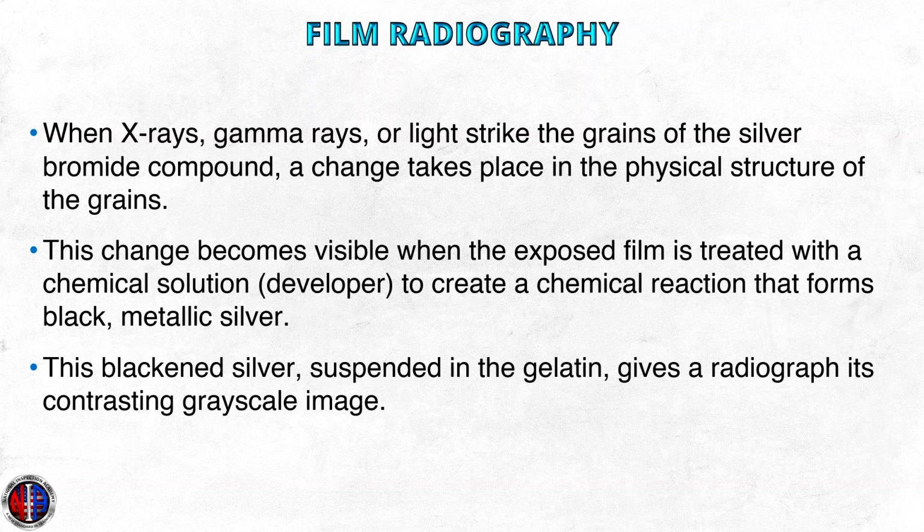When X-rays, gamma rays, or light strike the grains of silver bromide compound, a change takes place in the physical structure of the grains. This change is not visible until the exposed film is treated with a chemical solution to create a chemical reaction that forms black metallic silver. It is this blackened silver suspended in gelatin that gives a radiograph its contrasting grayscale image.